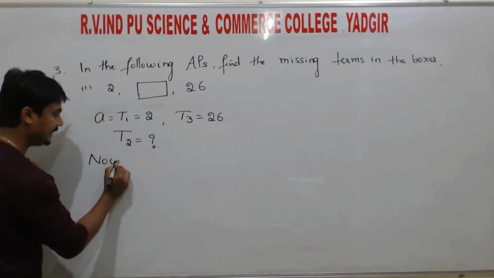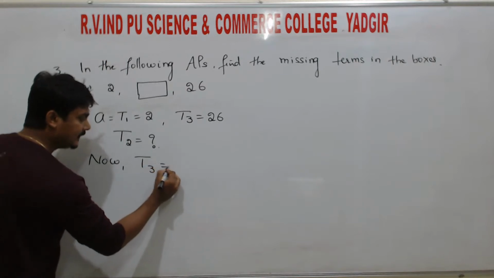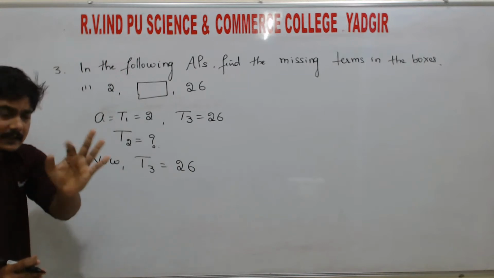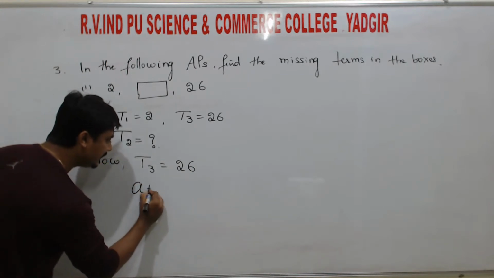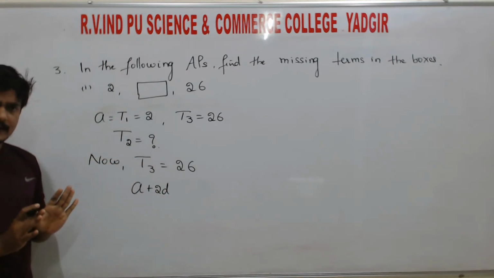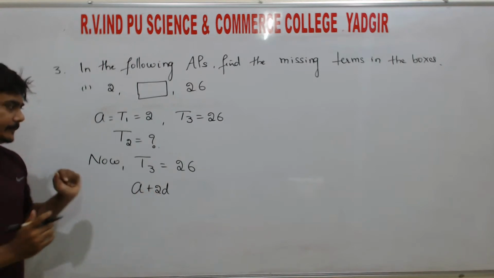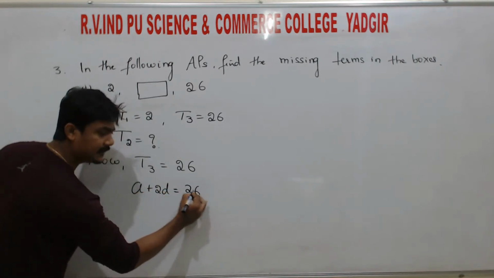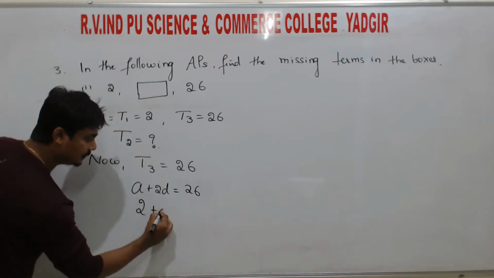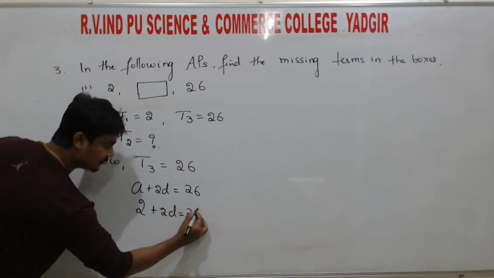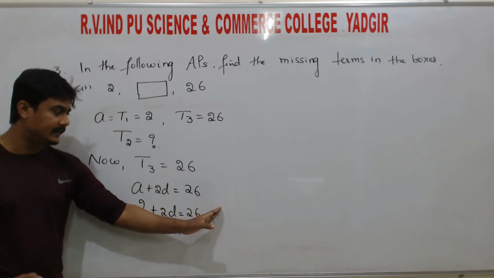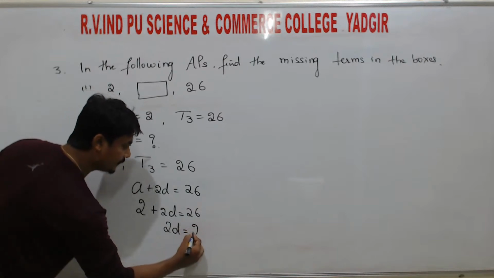Now I will take T3, dear students. T3 is given as what? 26. In case of arithmetic progression, T3 is nothing but our A plus 2D. Do you agree? T3 stands for A plus 2D is equal to 26. We know already A value is 2, so 2 plus 2D is equal to 26. 2D is equal to 26 minus 2, if I shift it to the right side, that is 24.